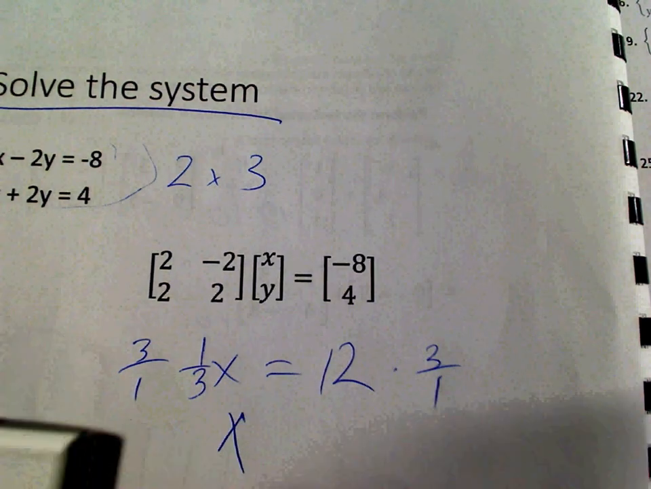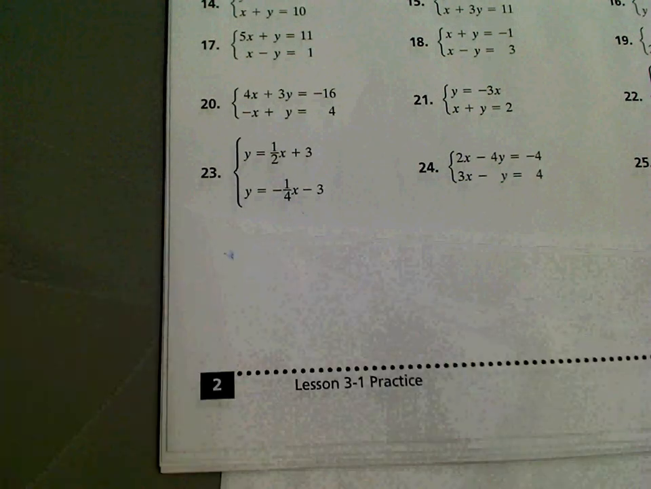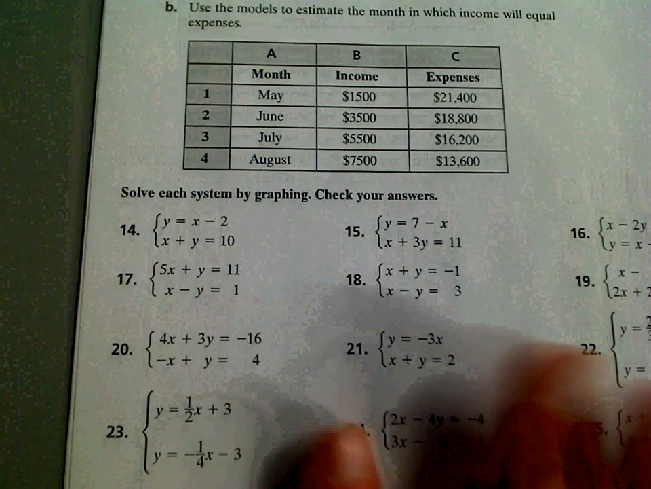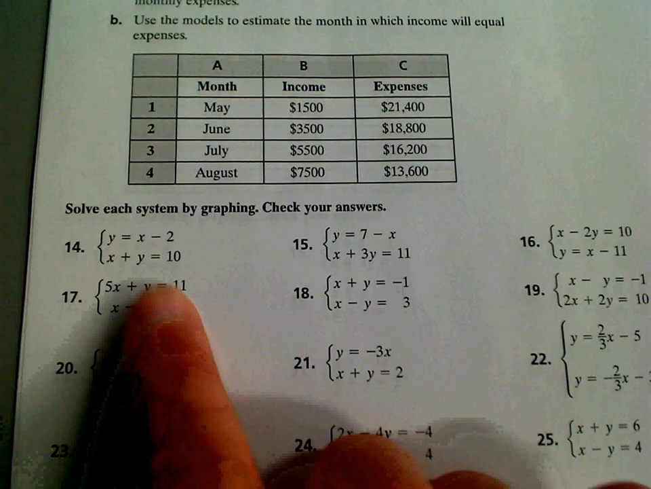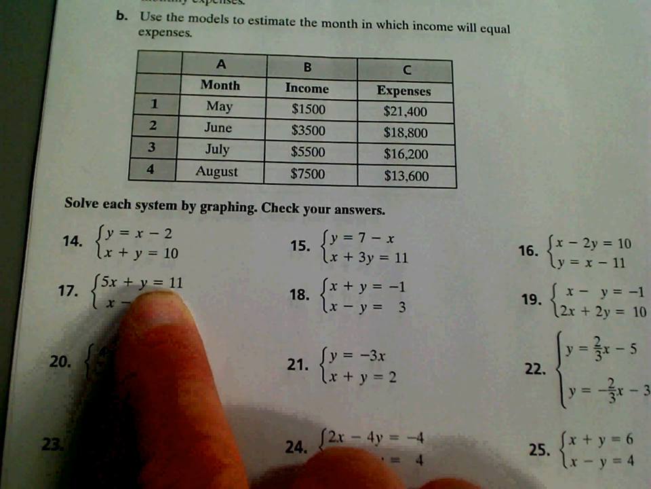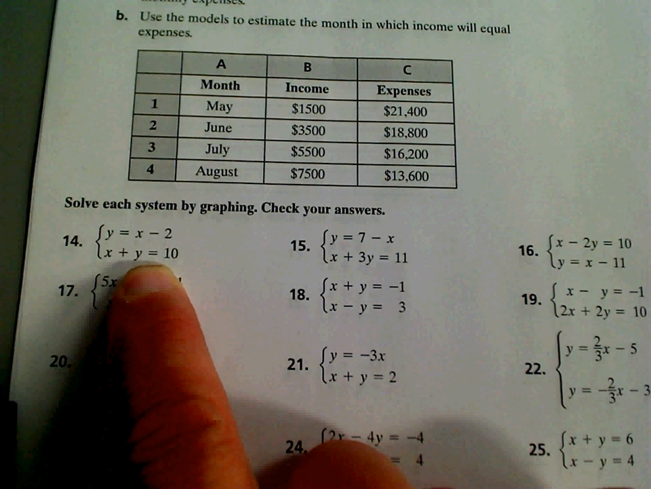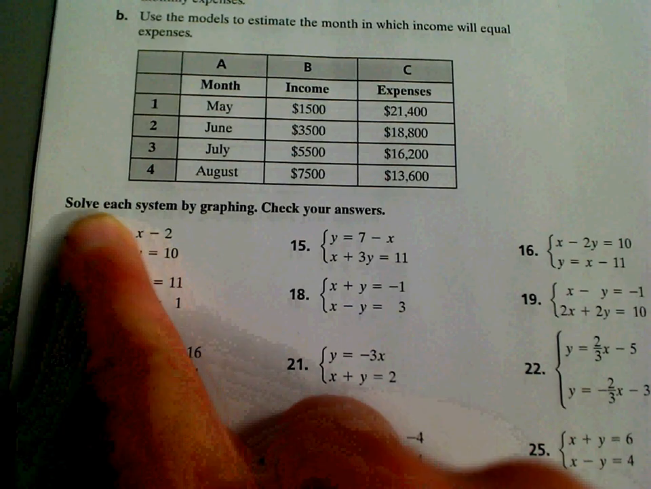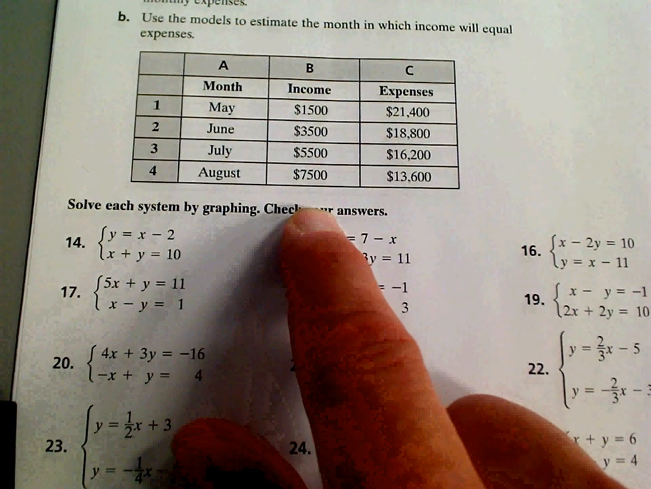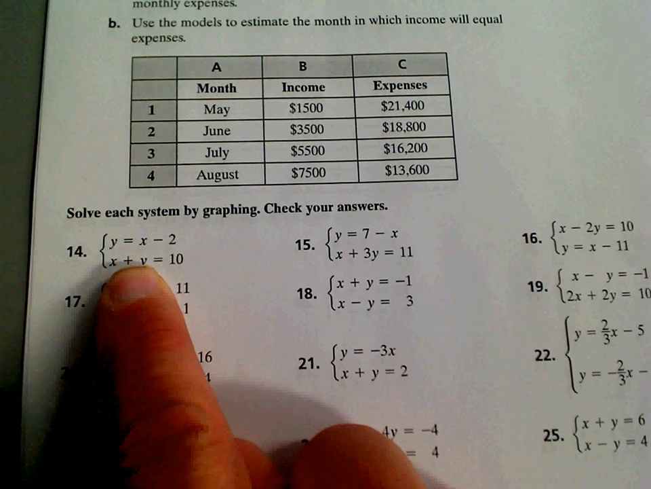I'm going to take one right off your homework. You're doing the evens today. You're going to say solve each system by graphing, check your answers. Right here's one. What's wrong with this first system?